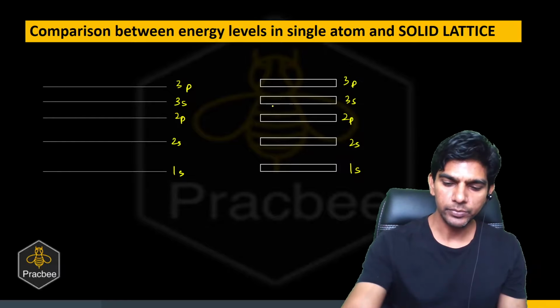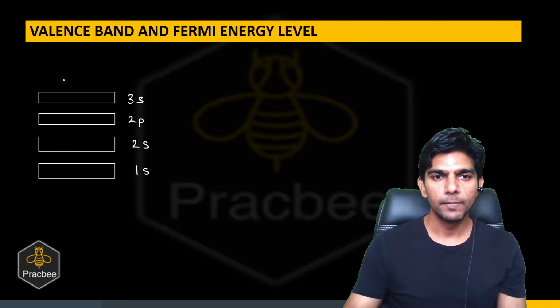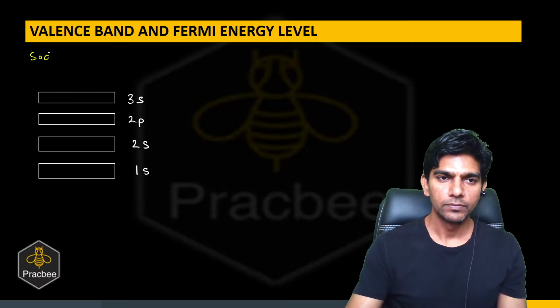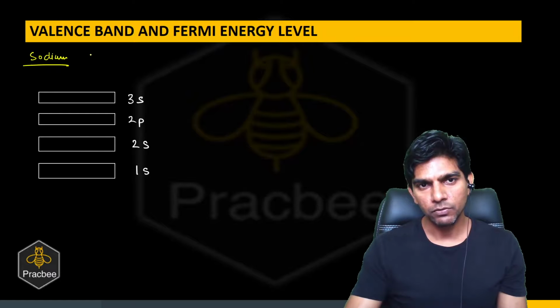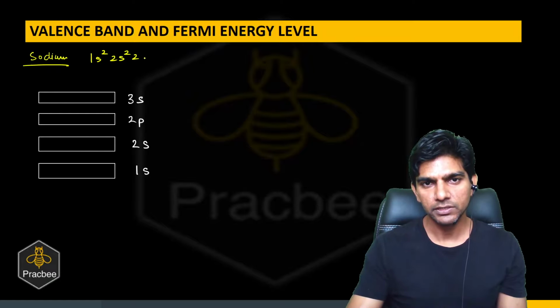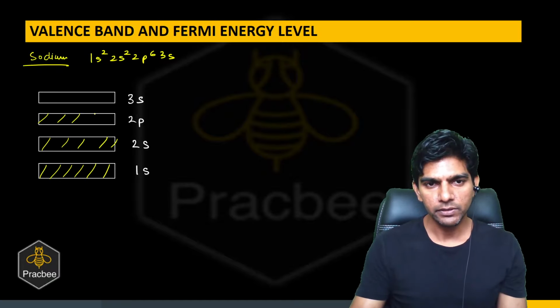So let us take an example of sodium, right? In sodium, if I write down the electronic configuration, it is 1s2, 2s2, 2p6, 3s1. So we can say the 1s orbital is completely filled, 2s is filled, 2p is filled, right? And 3s is partially filled.